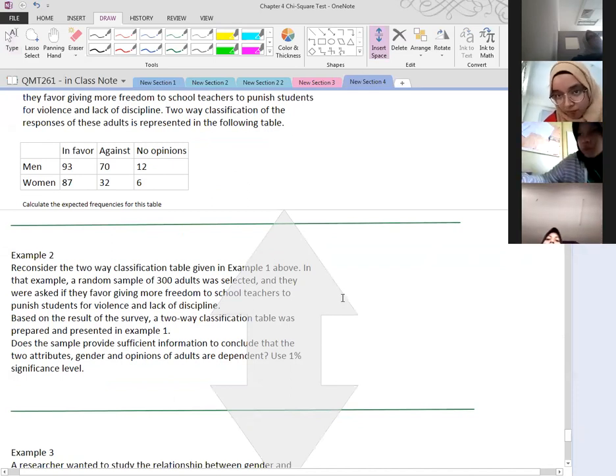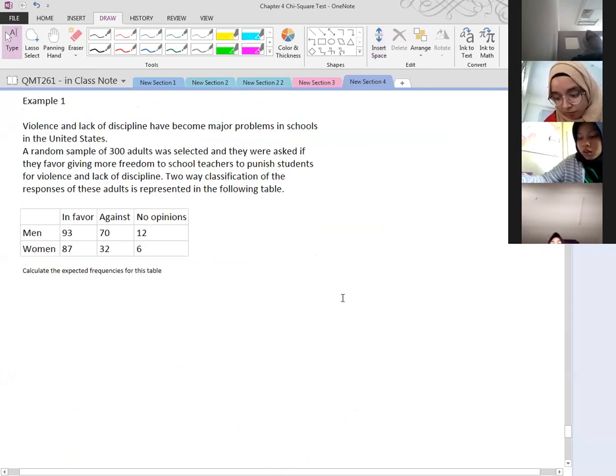In example number 1, violence and lack of discipline have become major problem in school in United States. A random sample of 300 adults was selected, and they were asked if they favor giving more freedom to school teachers to punish the student for violence and lack of discipline. So two-way classification table as follows. So we have in favor, against, and no opinion, and we have another one, man and woman, which is gender, right? So now the question asks us to calculate the expected frequency for this table.